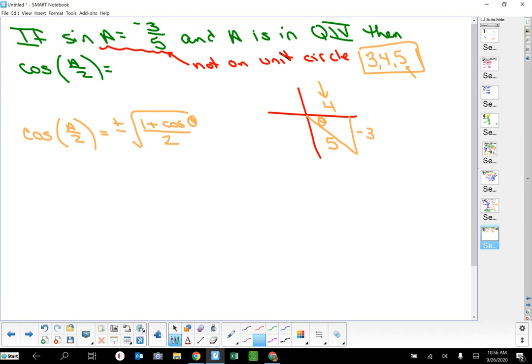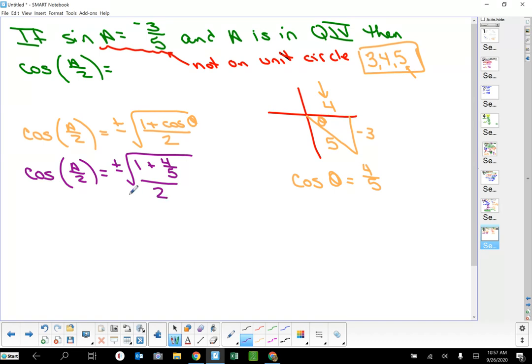Feel free to do Pythagorean theorem on your own and prove that if you want, but it's not necessary and you can save yourself a lot of time. So if we know that that's a 4, then we know that the cosine of theta is 4/5, and we can now use that in our formula over here. So cosine of A over 2 is plus or minus the square root of 1 plus 4/5 over 2.